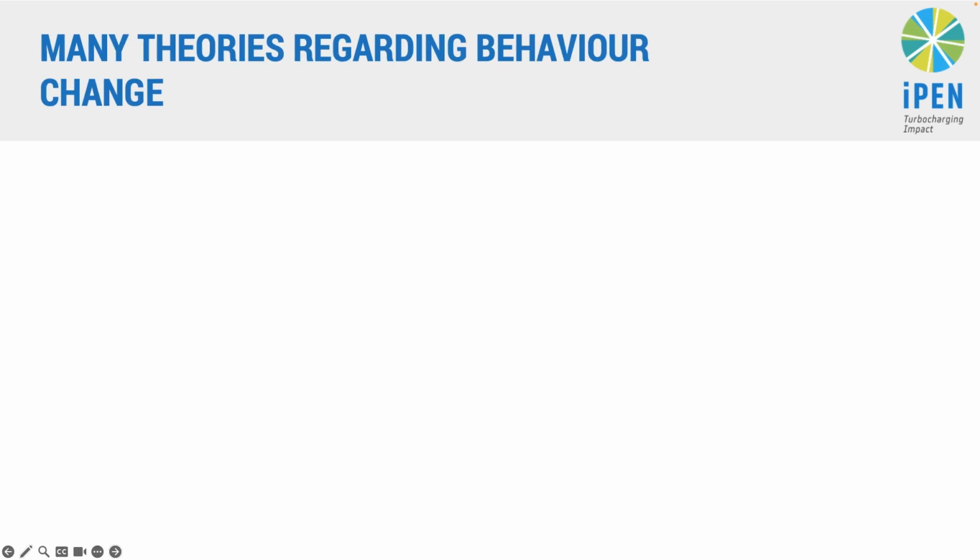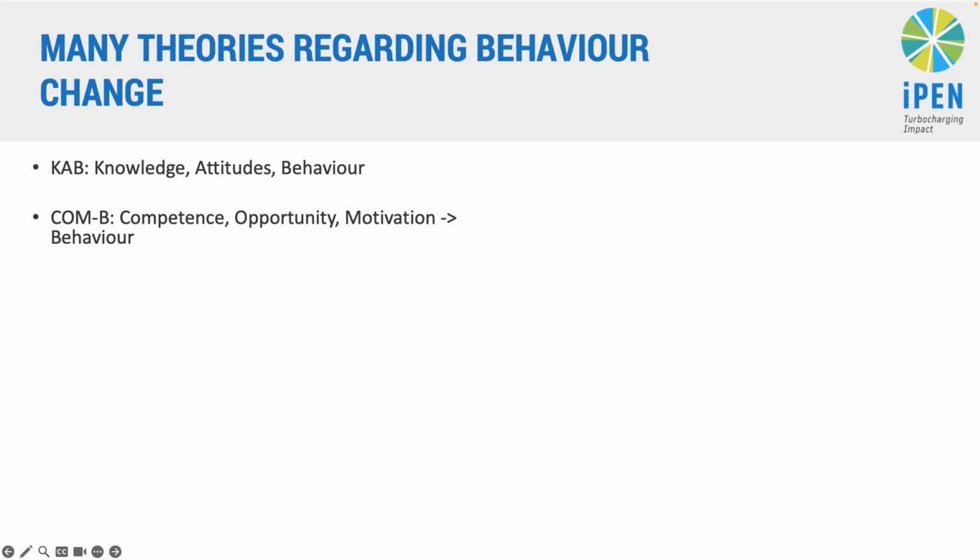Now, there are many theories regarding behavior change out there. Here are a few. One is known as the Knowledge Attitude Behavior model, the KAB model. There is also the COM-B model, which underpins some other models around implementation science, which is around capability, opportunity, motivation, leading to behavior. And we've drawn on this particular model quite a lot as we were developing the Impact Pathways conceptual framework and some of the tools.